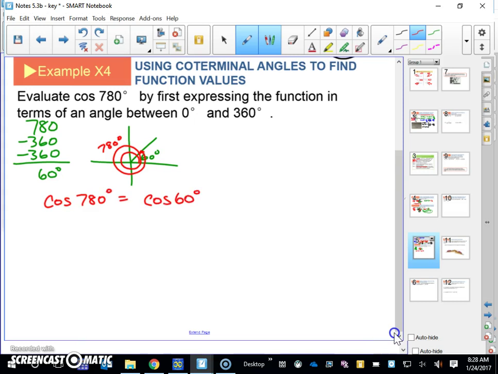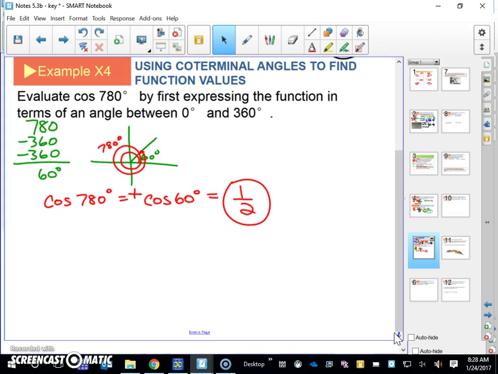Okay. Now remember, when we talk about the reference angle, we're not really talking about the sign. You always have to do that second part. So what about cosine in the first quadrant? Isn't it still positive? So cosine 780 does equal cosine 60. You look at the chart, cosine 60 is 1/2. And there's your answer.